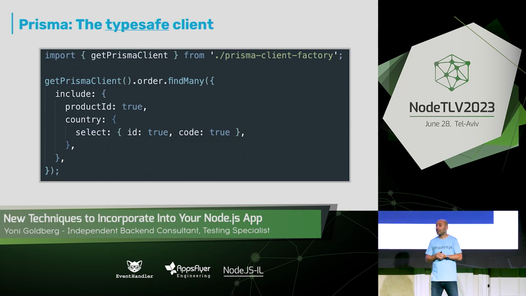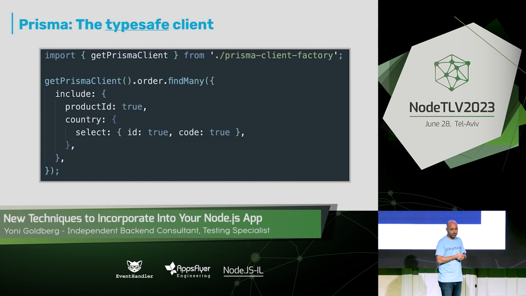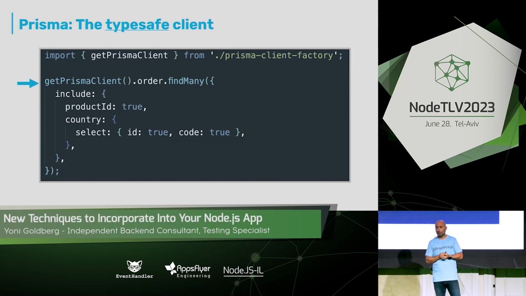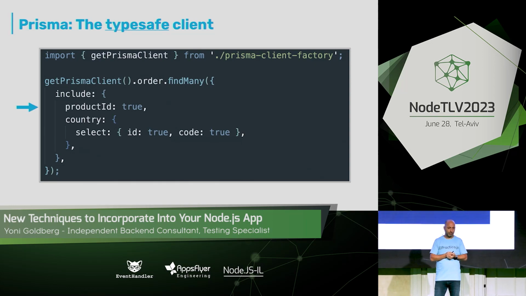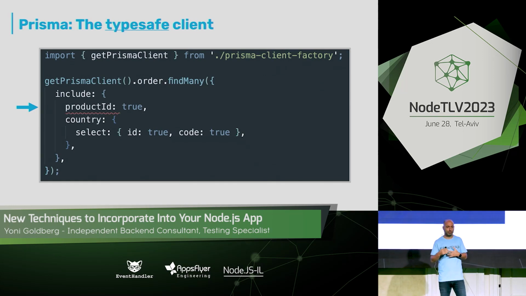Then Prisma generates another thing, a typesafe client, functions to approach the DB. Like this. Here I can import the client and tell the order table to get all the records. Specify which field should be part of the result. And if I mistype any field, I get an immediate type safety warning.